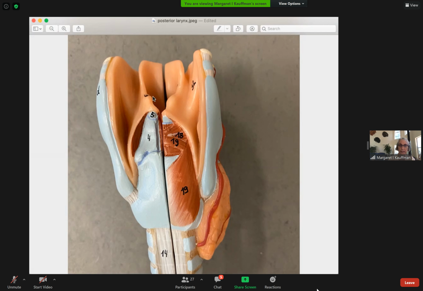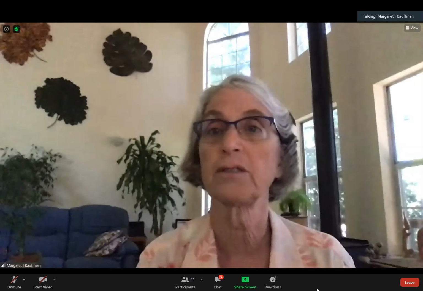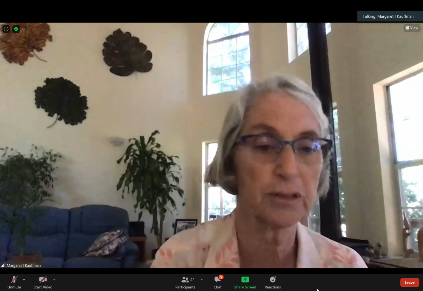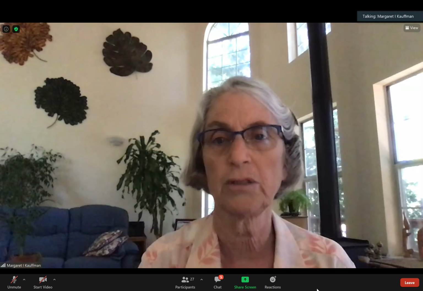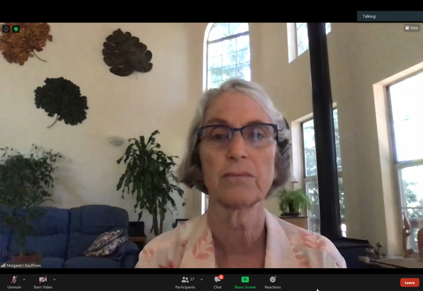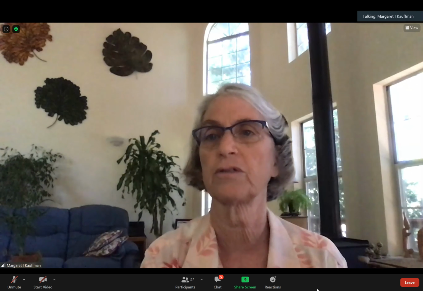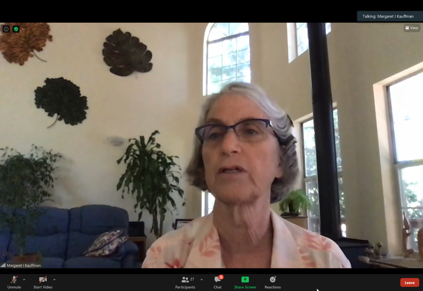We're going to open this model up so you can see the interior of this model next. Let's see, it's useful. Lots of people are now saying it's useful. All those quiet ones. Okay. So interior view of the larynx. Okay, let's share this one. Oops, I've got to move you guys over. I'll move that over.